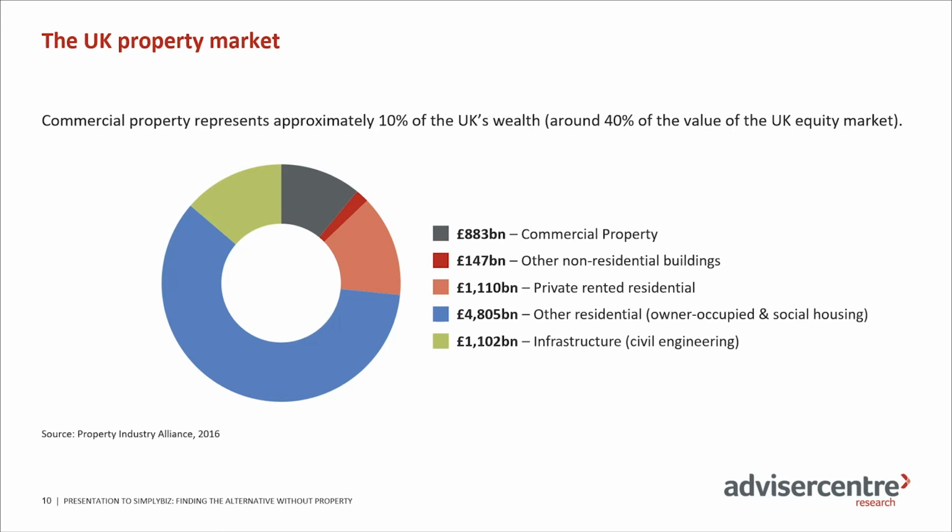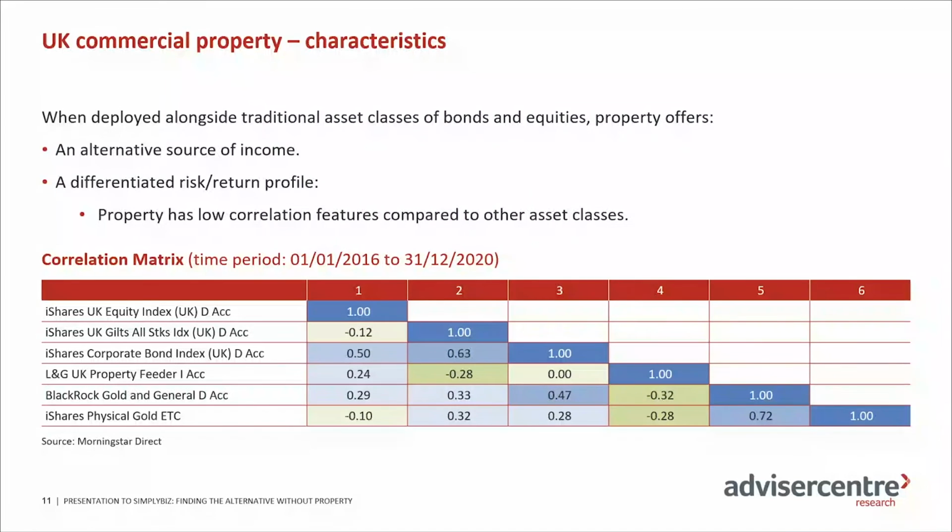And that down there would include commercial property, non-residential building, private rented accommodation, other residential. And you'll notice the other residential is nearly 5 billion. So of the UK's total wealth, approximately 50% is residential housing, and then infrastructure is $1 billion. So the commercial property market at nearly 900 billion is a very significant asset within the overall context of asset mixes in the United Kingdom.